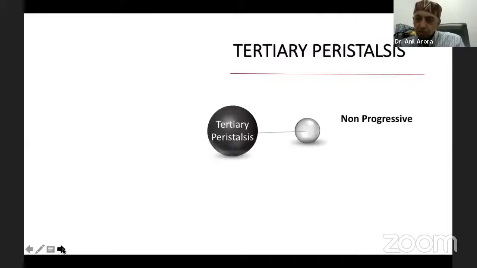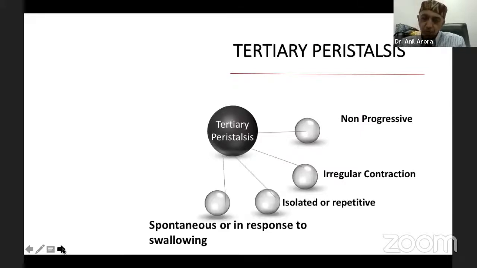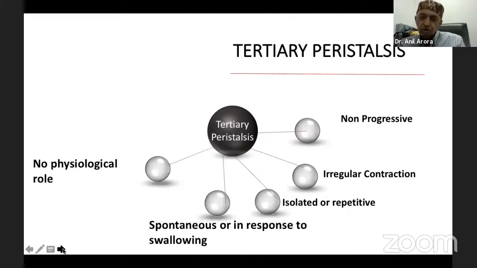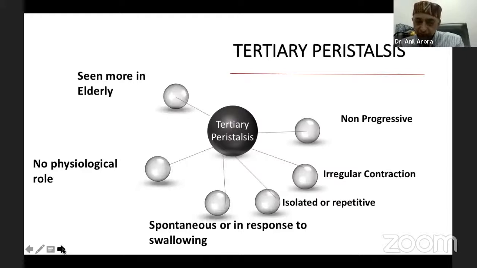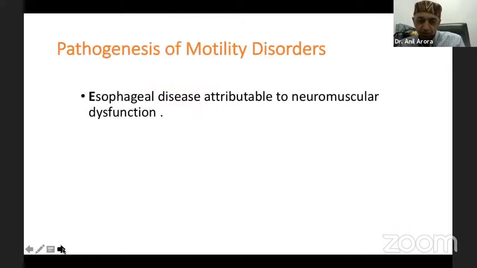And what is finally a tertiary peristalsis? Again, we should remember it is non-progressive, it is irregular contraction, it is isolated or repetitive, it is spontaneous or in response to swallowing. It does not have a physiological role. It is seen more in the elderly. In fact, if you have to see it, it is just like having tremors in the hand. Tertiary peristalsis does not contribute more. Just to give you an analogy, other than having shivering and trembling, it doesn't give you more information than that.